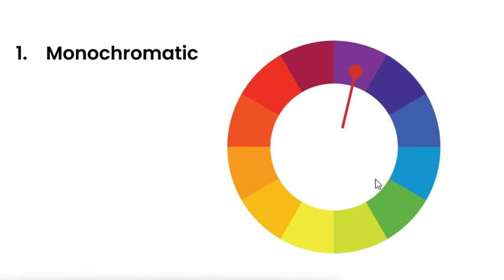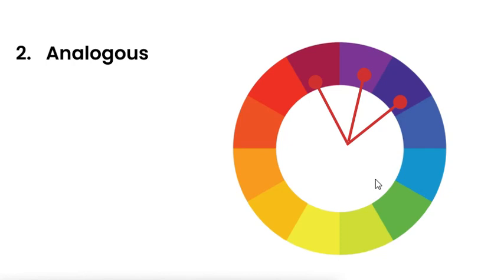The second one to be talked about is the analogous color scheme. This analogous color scheme is a group of colors that are next to each other on the color wheel, as you've seen.